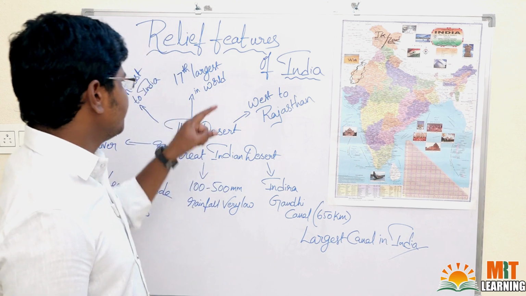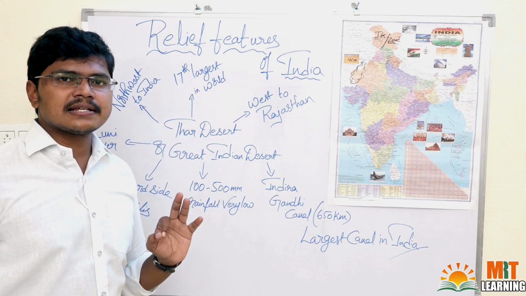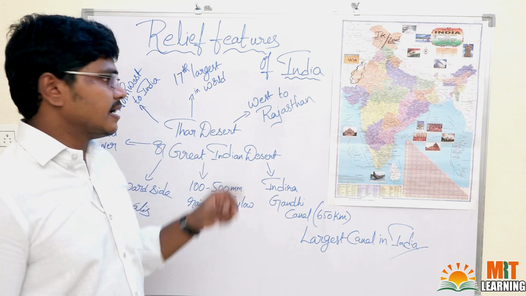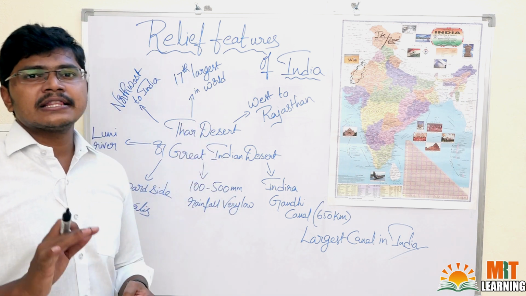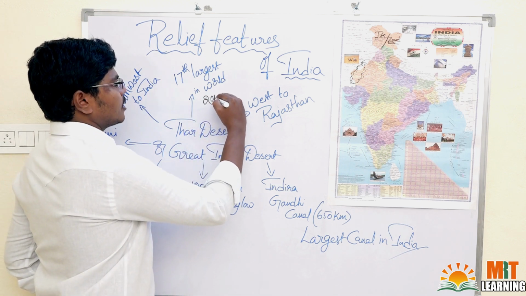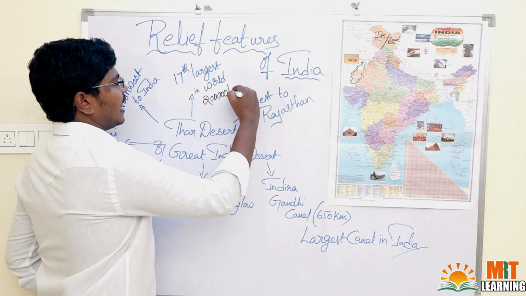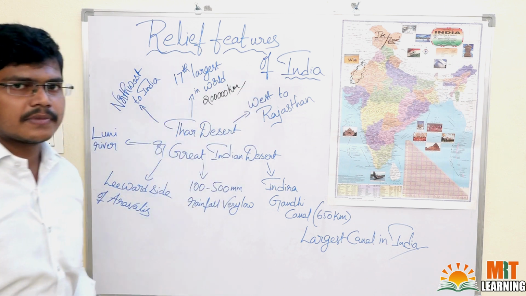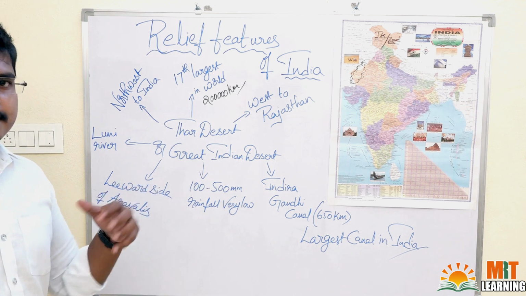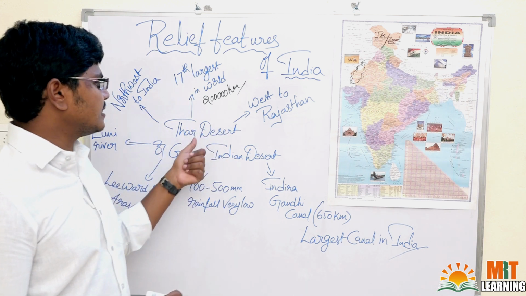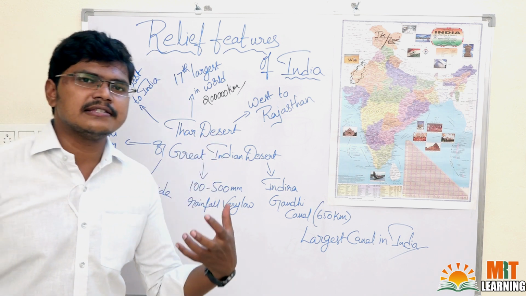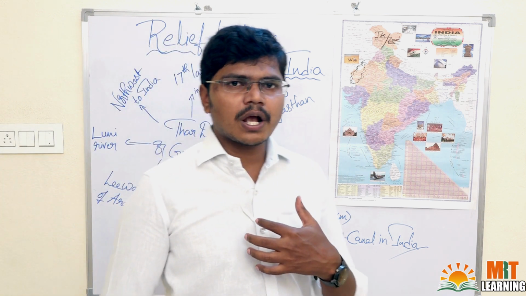Next, it is the 17th largest desert in the world. So if you take all the deserts, Thar Desert is the 17th largest desert, with an area of 2 lakh square kilometers. With a spread of 2 lakh square kilometers, it is the 17th largest desert in the world. And here another important thing you have to remember, that in Thar Desert we can't see rivers.